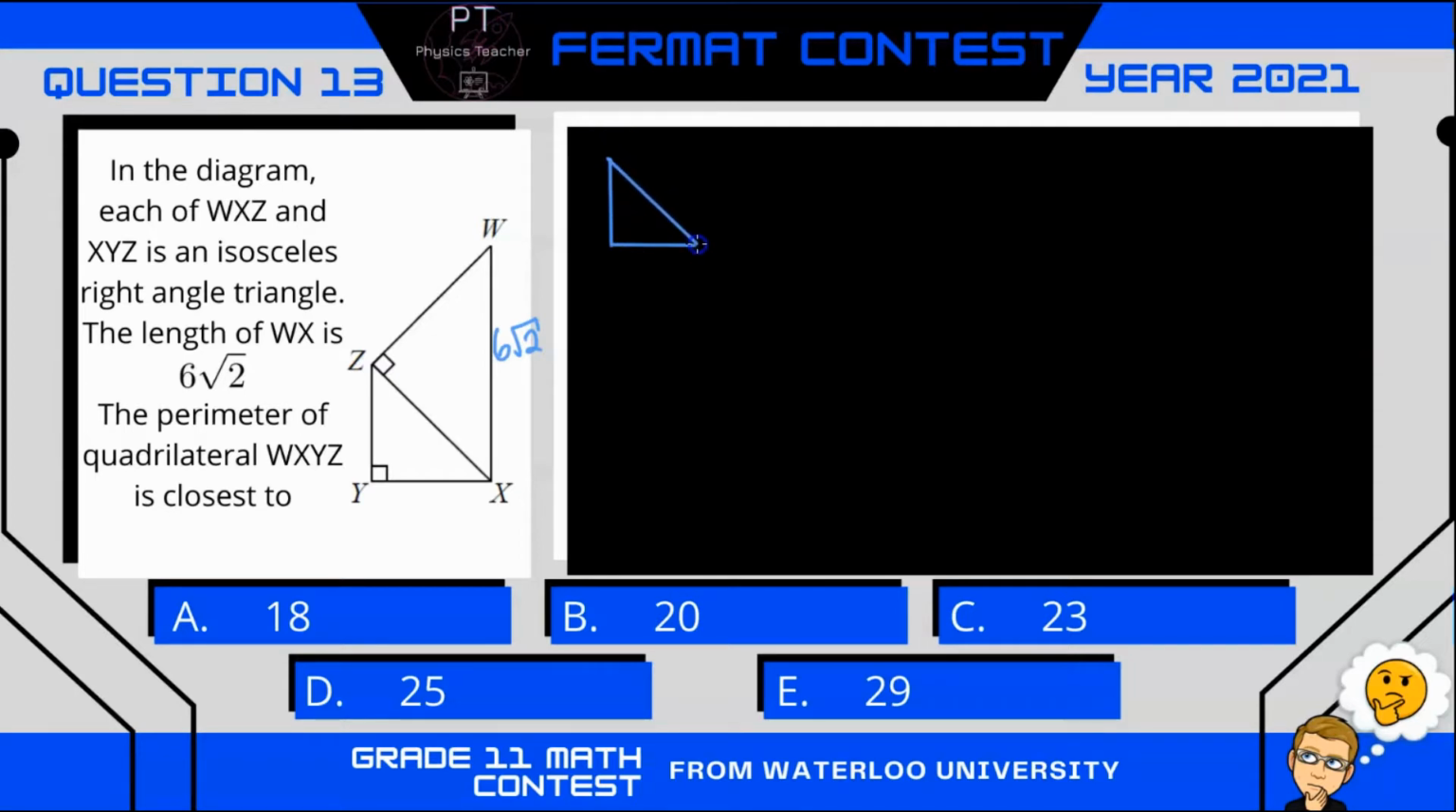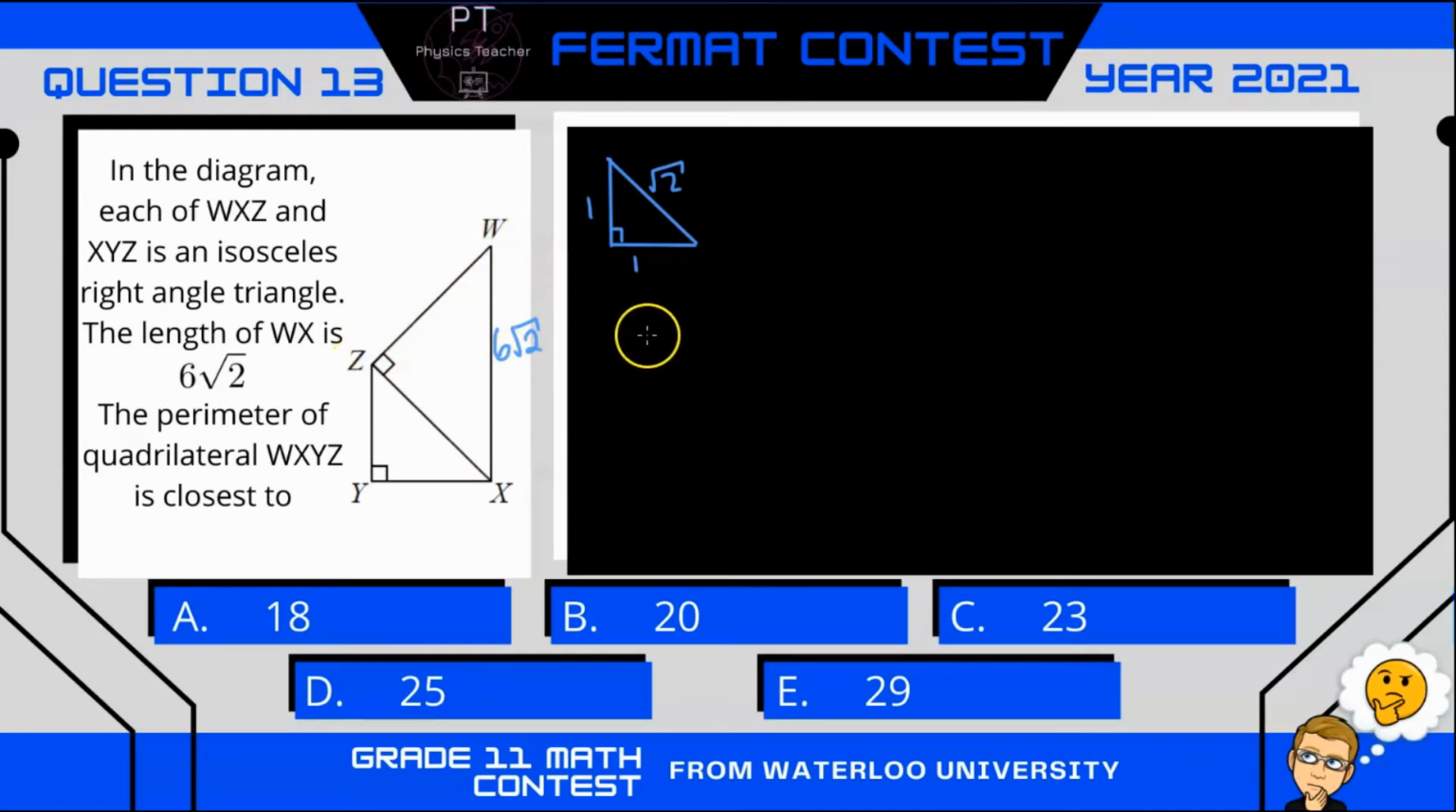And so the simplest right-angled isosceles triangle has sides 1, 1, root 2. I just made each side 1, and then the hypotenuse, you can use the Pythagorean theorem to figure out, is root 2. Now this triangle is similar to both of these triangles because they're all right-angled isosceles triangles. Since they're similar triangles, I can compare the ratio of their sides. So let's start by trying to find WZ here.